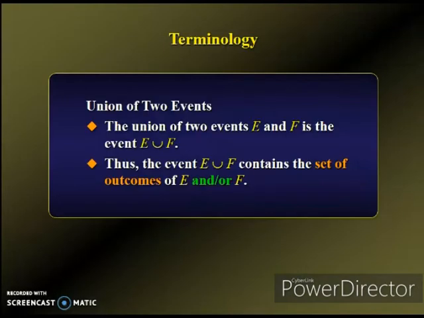Now, union of 2 events. The union of two events E and F is the event E union F that contains the set of outcomes of E and/or F. As an event is a set, the union of events is the same as finding the union of sets. When you find the union, you need to take all the elements from set E and all the elements from set F. There need not be repetition.